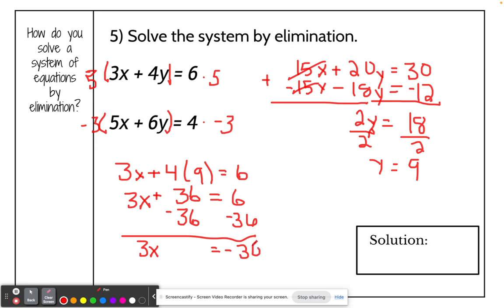Divide both sides by 3. My x will be negative 10. This is where having messy handwriting can sometimes hurt you. Just want to make sure you know up here, this is a y that's a 9. So my ordered pair is negative 10, 9.